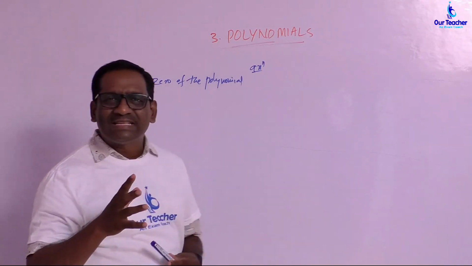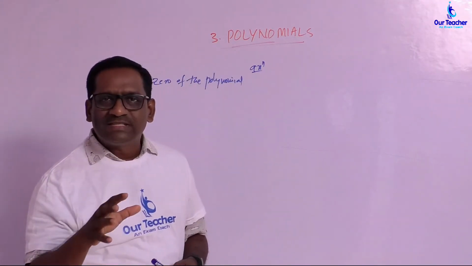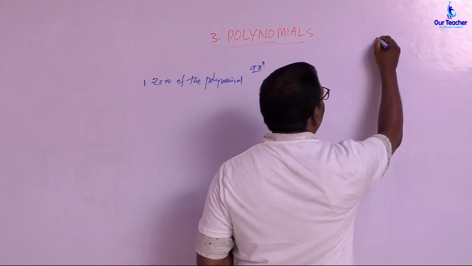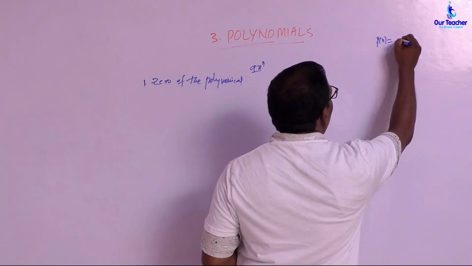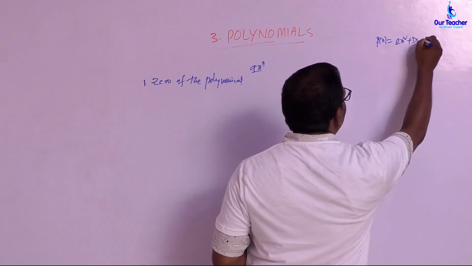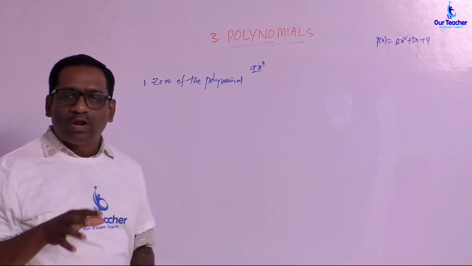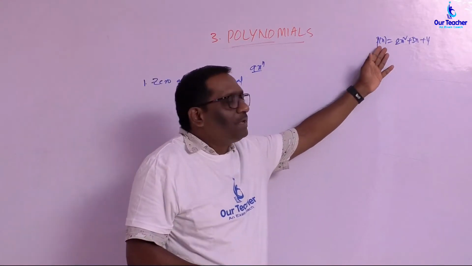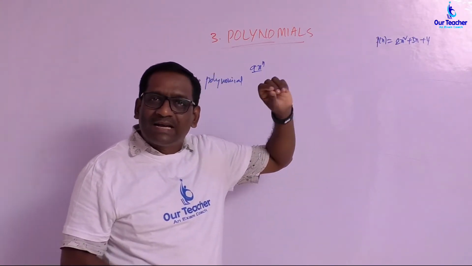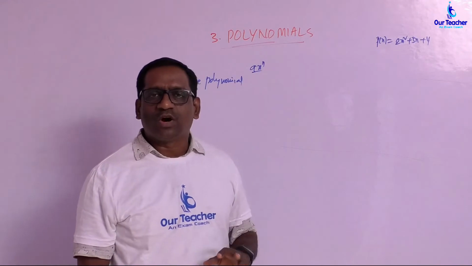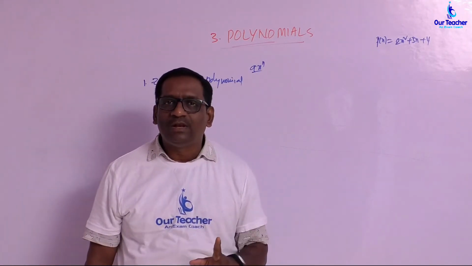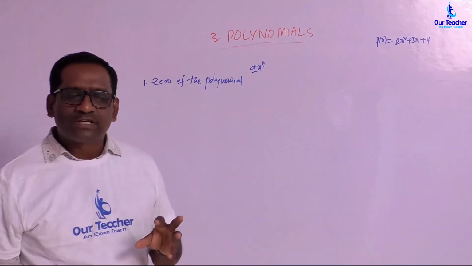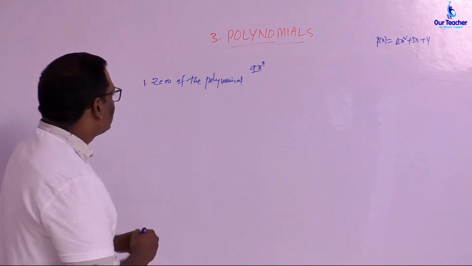What does zero of the polynomial mean? If you consider a polynomial p of x equal to a particular expression, suppose I am writing p of x is equal to 2x square plus 3x plus 4. If you substitute any number in the place of x, the number which gives the answer 0 is called the zero of the polynomial. That means the value for which the given polynomial becomes 0 is called the zero of the polynomial.